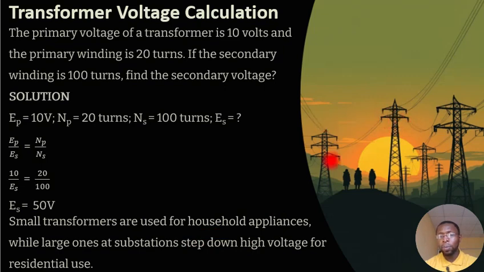We use a bigger step-down transformer for a substation like this before the power gets to our respective homes. So these are stations that step the transformer current down to our households. They step down the high voltage for residential purposes, so that it does not cause a fire accident.